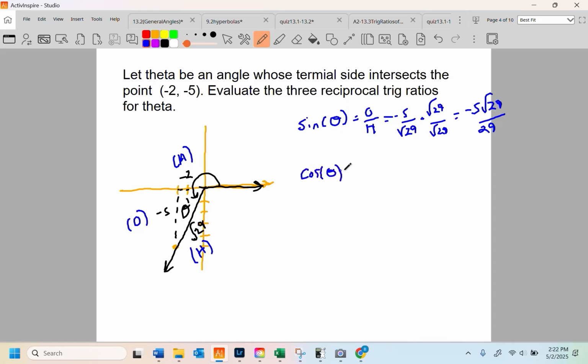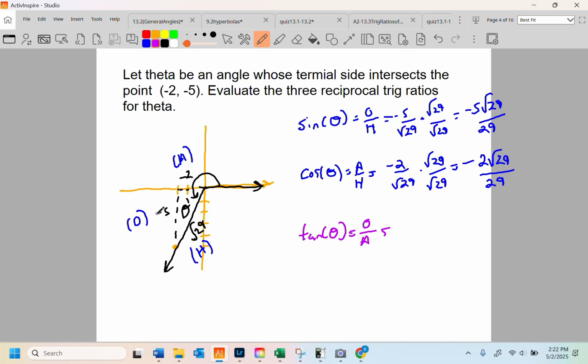Cosine of any angle is adjacent over hypotenuse, and adjacent is the -2, and the hypotenuse is still root 29. And again, but wait, there's more. We multiply by root 29 over root 29 to change the number's appearance, not its value. Because even if you put makeup on something, underneath that makeup, it's still kind of ugly. And you get that. And lastly, we have the tangent of any angle, and the tangent is defined to be opposite over adjacent. So opposite is a -5, adjacent is a -2, and you should be cleaning that up because you know what a negative over a negative is. It is a positive.